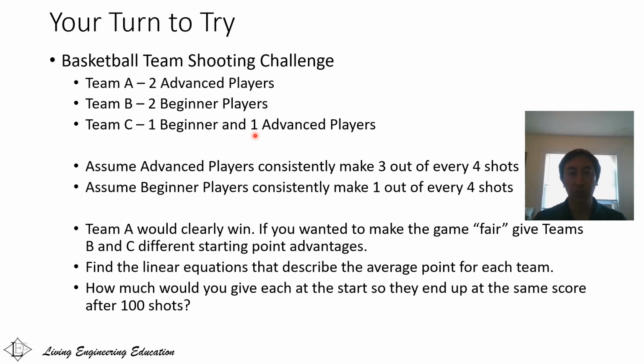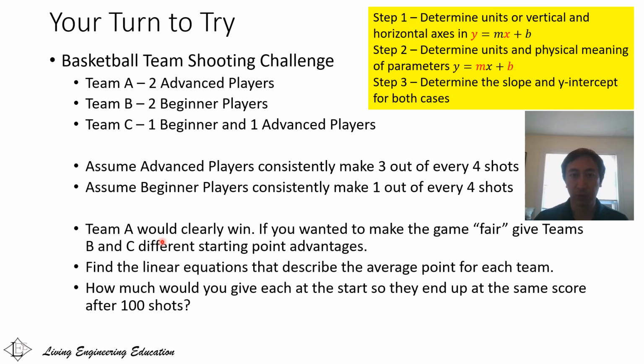So each team will take 100 shots, so 50 per player. So at the end of 100 shots, you want all three teams to end up with the same number of points, right? That's what we are saying is fair here, right? So assuming every advanced player gets 3 out of 4, every beginner player gets 1 out of 4, what point advantage or starting point advantage would you give team B, and what starting point advantage would you give team C?